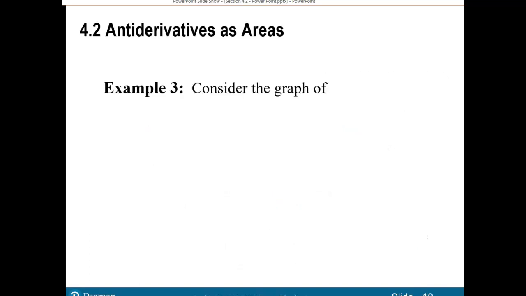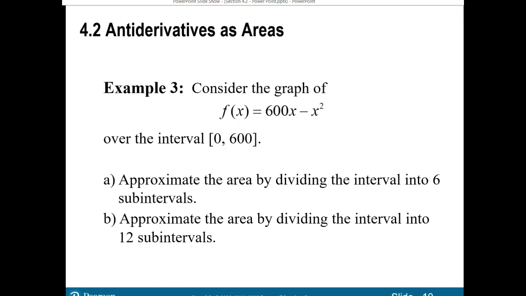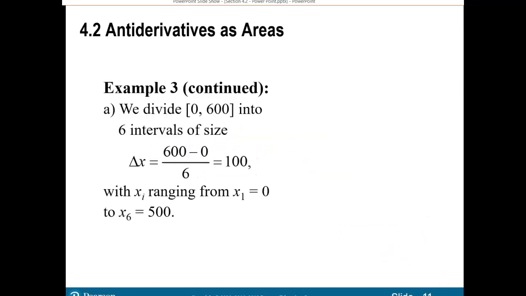Okay? All right, so consider the graph of the function 60x minus x squared over the interval from 0 to 600. So we want to approximate the area by dividing the interval into 6 subintervals, and then approximate the area by dividing the interval into 12 subintervals. All right, so our first step is to find the width of each subinterval. So our entire space goes from 0 to 600, and we're going to divide that space into 6 intervals of the same size.